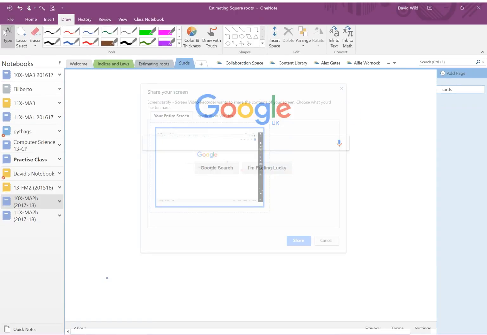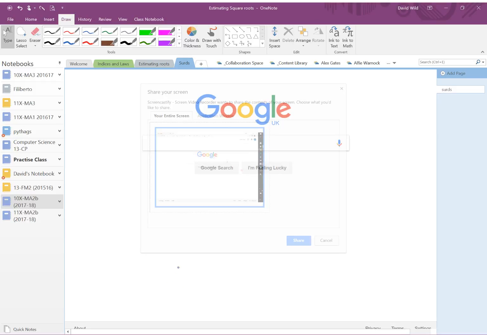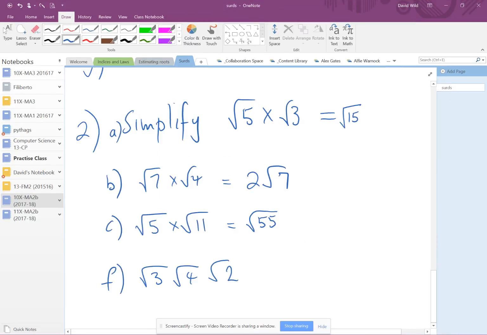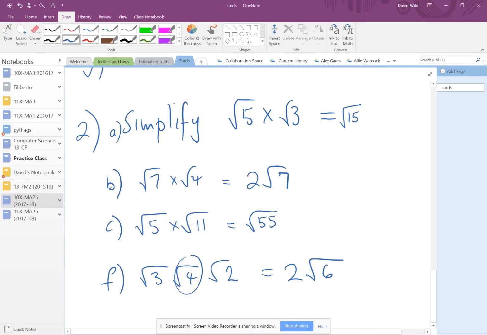Root 55. There is no other way of factorizing that, so that's the answer. Let's try question F. So we've got root 3, root 4, root 2, with multiplication signs in between. 2 square root 6, indeed. This can simplify straight away into 2, and then the root 3 and the root 2 go together to make root 6, so 2 root 6. Thank you.